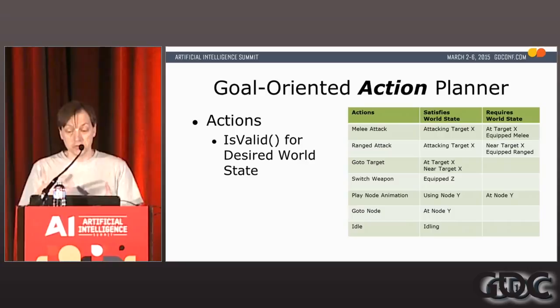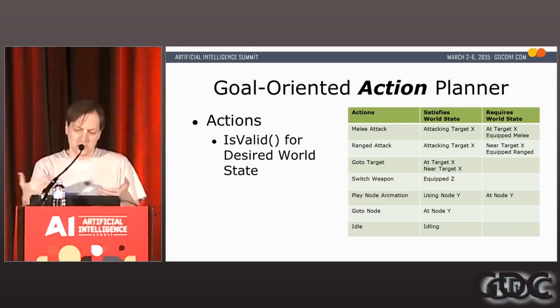But before the action can actually assure the system that it can do that, it needs to run this is valid check, and it'll get the desired world state, and it'll say, oh, you want to go to node Y? Let me make sure I can reach node Y. Oh, yeah, I can. Great. I'm valid. Use me. Or, no, that's unreachable. Just don't try to do this action. It's not going to work.